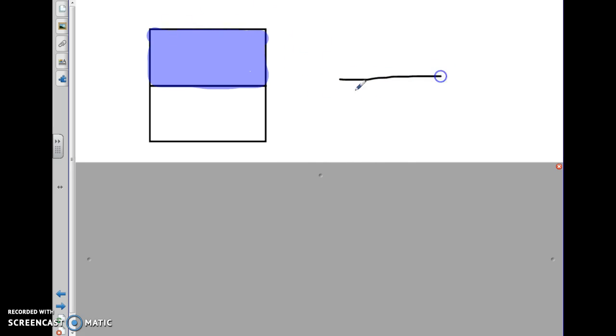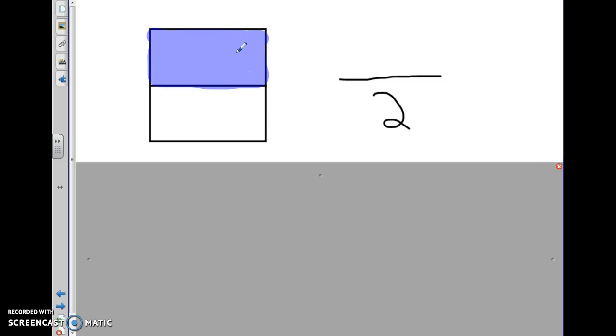So the number that tells us how many total parts we have of the whole is called the denominator. The denominator is the number on the bottom of a fraction, which tells you how many total parts there are.